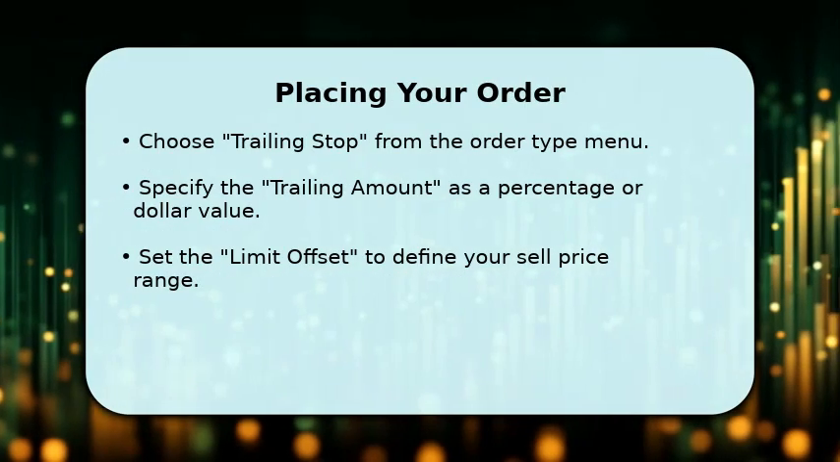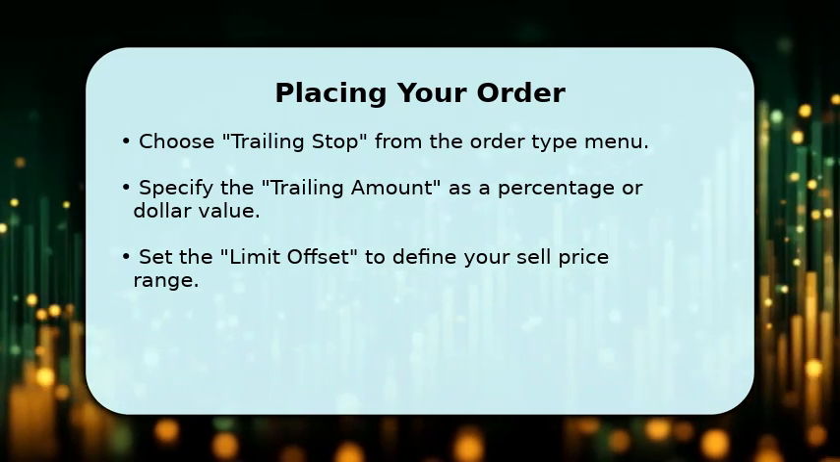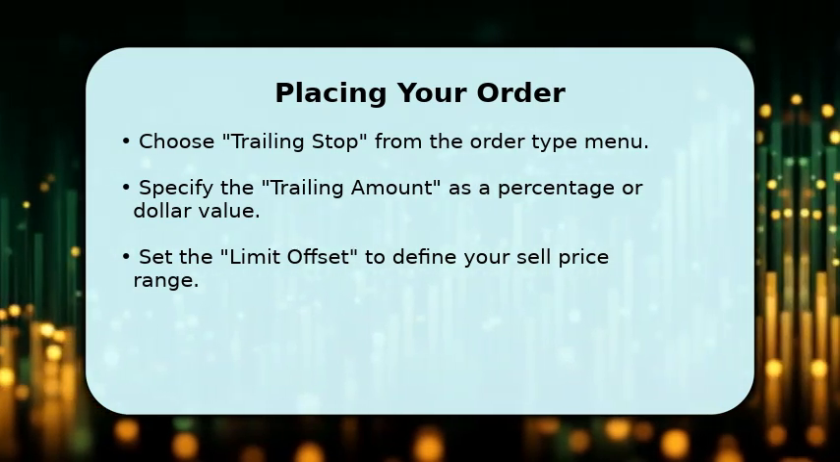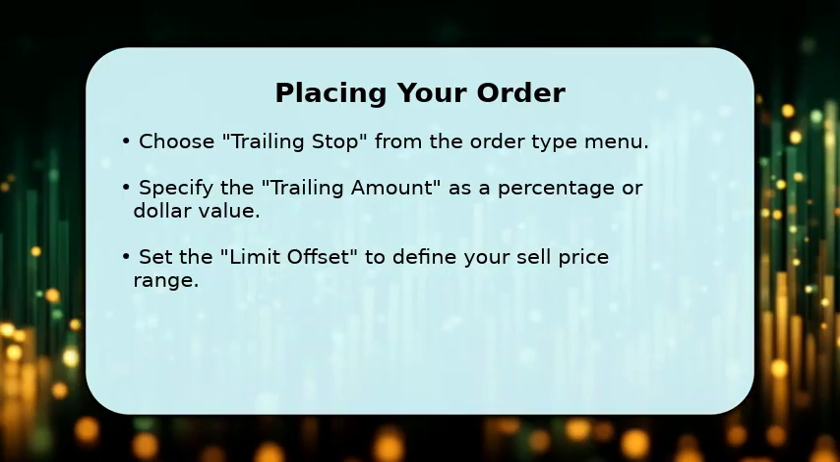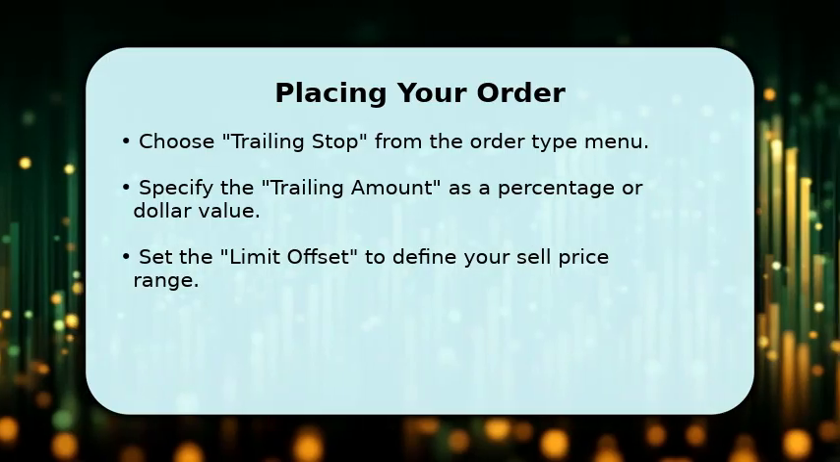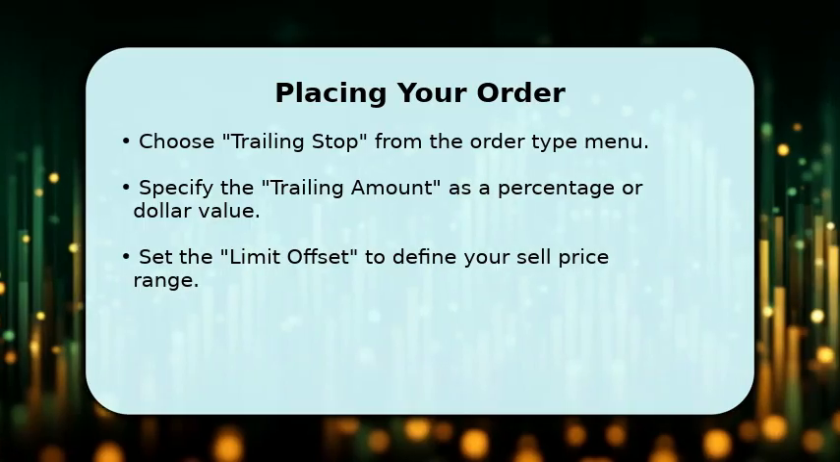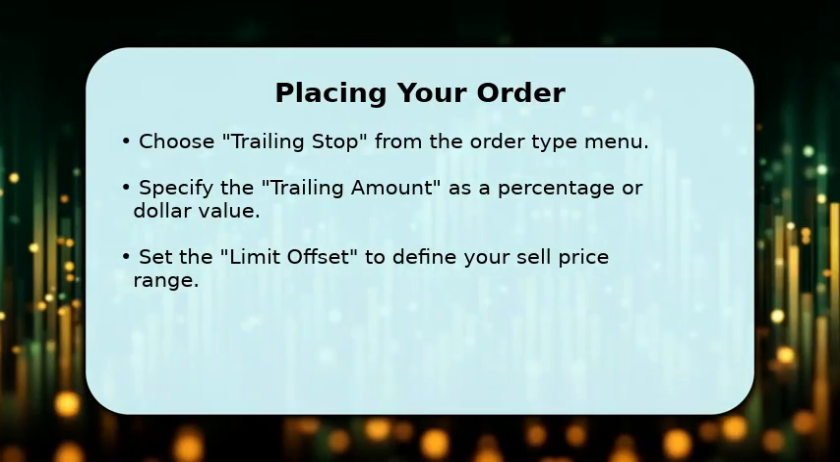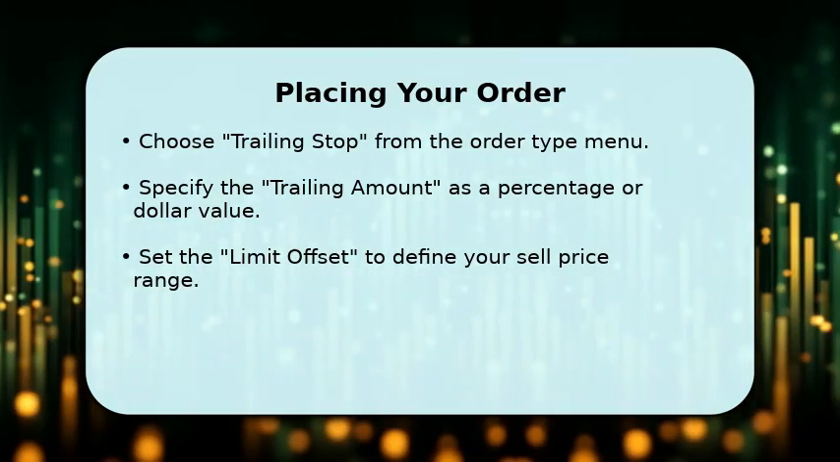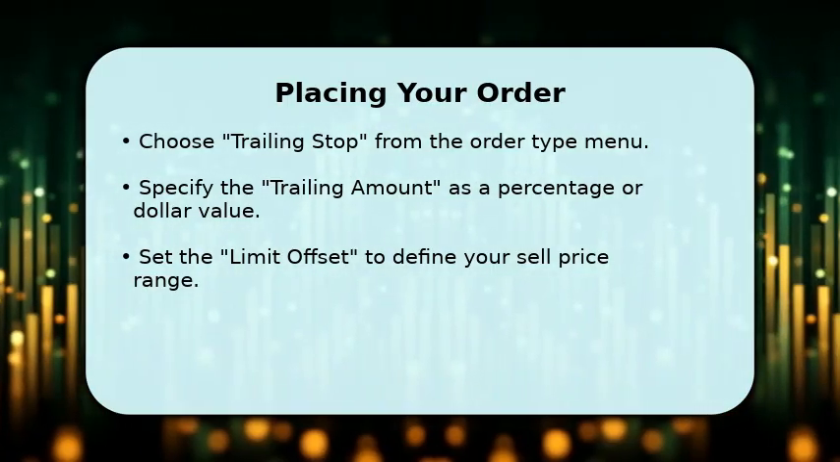Once on the order screen, change the order type from limit or market to trailing stop. You'll then need to input your trailing amount. This can be a specific dollar amount, for example, $2, or a percentage, such as 3.5%. This amount dictates how far the price can drop from its peak before your stop loss is triggered. Carefully consider your risk tolerance here.